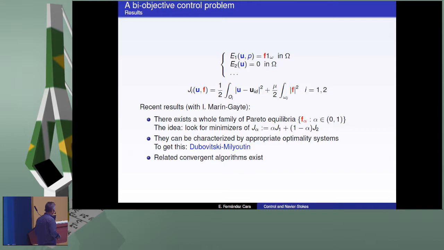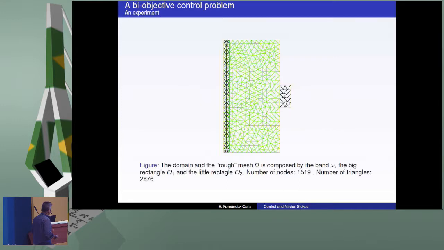Optimality systems, sorry. As I have said, it is not standard to get these results because usual techniques do not work here. And the idea was to look for minimizers of a convex combination of J1 and J2 and to find that the minimizing problem corresponding to a function of this kind possesses a solution. And then, in order to get the characterization of the solution, to apply what is called the Dubovitskii-Milyutin formalism, that is a technique that serves to solve problems, among other things, problems of this kind. And another thing that we have done is to design good convergence algorithms for the computation of the solution of the problem. Let me show you very briefly the results of a numerical experiment.